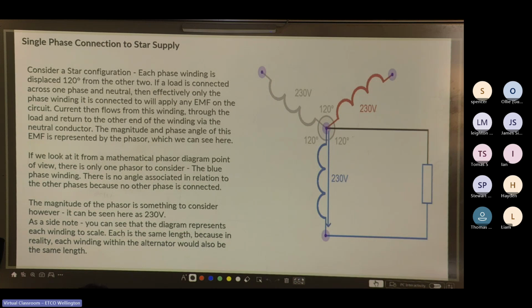If we look at it from a mathematical phasor diagram point of view, there's only one phasor to consider, the blue phase winding. There's no angle associated in relation to the other phases because no other phase is connected. The magnitude of the phasor is something to consider, however. It can be seen here as 230 volts. As a side note, you can see that each diagram represents each winding to scale. Each is the same length because in reality, each winding within the alternator would be the same.